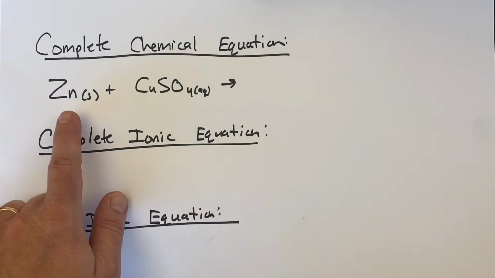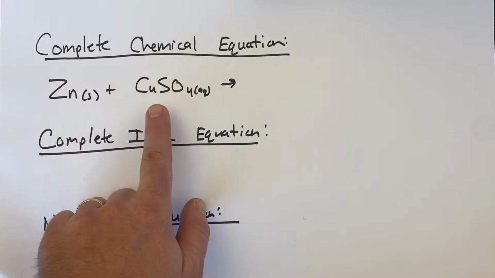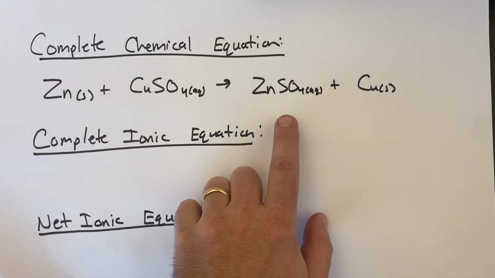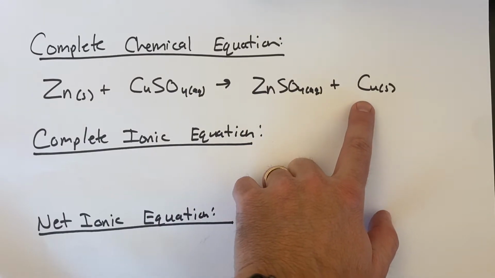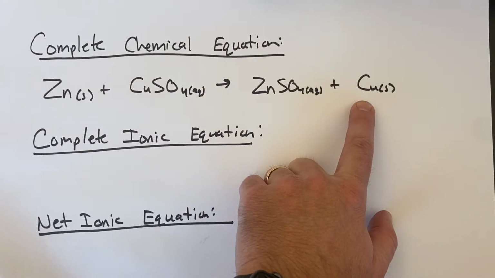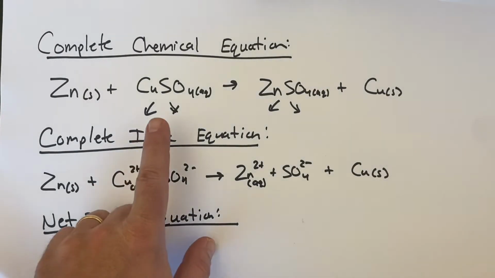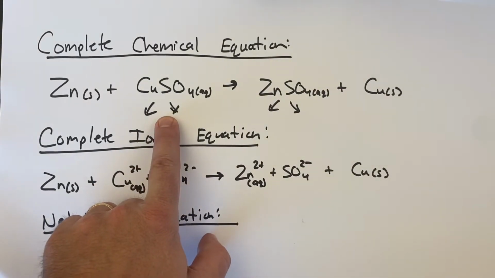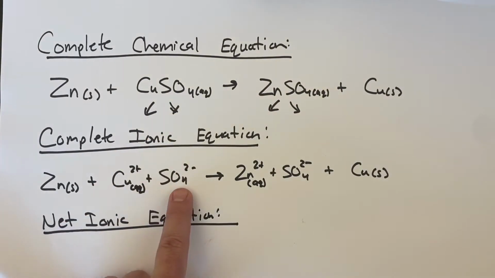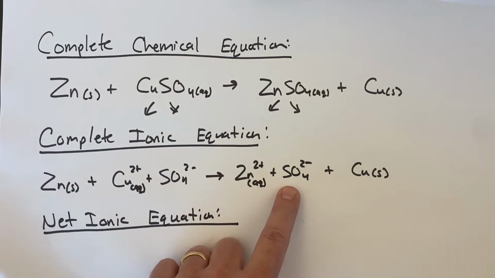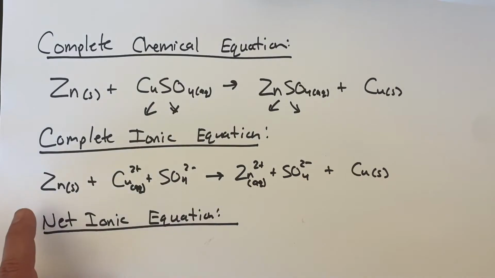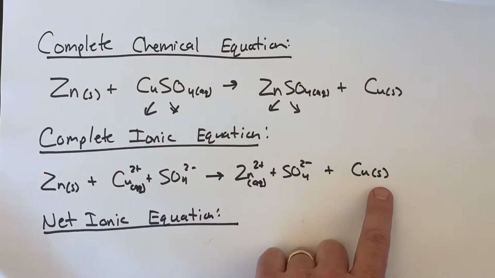In this reaction, I started with some solid zinc and some aqueous copper sulfate. And the products here are aqueous zinc sulfate and some solid copper, which was the brown stuff forming on the surface of the metal. To make the complete ionic equation, I broke up the aqueous copper sulfate into its two ions. Again, note that I showed the charges. And the zinc sulfate also was broken up into its ions with their charges. The zinc started out as a solid, and we ended up with copper solid over here.